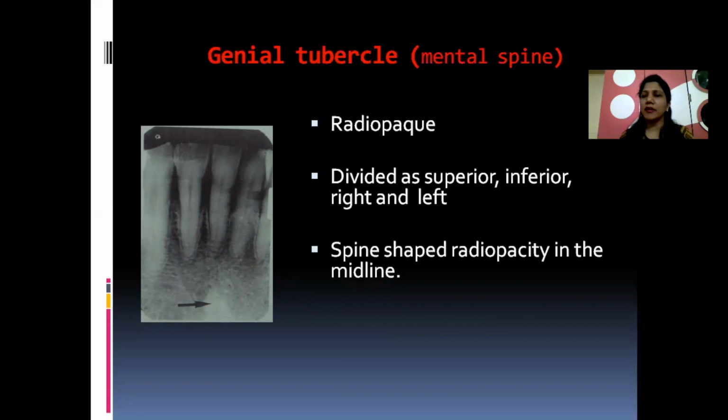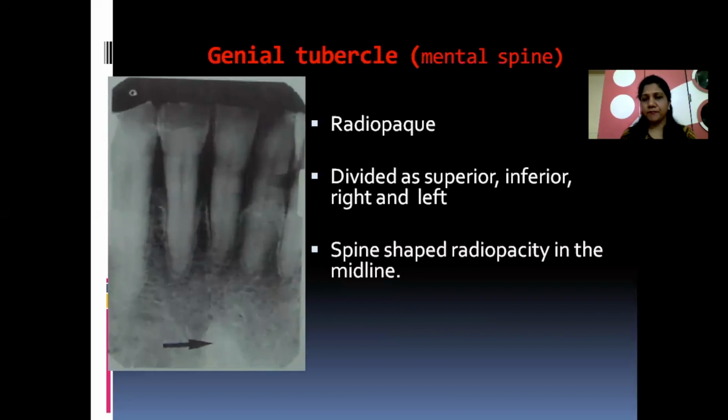Now in an IOPA radiograph you may not appreciate them very well, but they can be appreciated well on a mandibular cross-sectional occlusal radiograph. In that radiograph, if it is an edentulous one, you can see in the mandibular anterior region in the midline, the spikes on the lingual side.